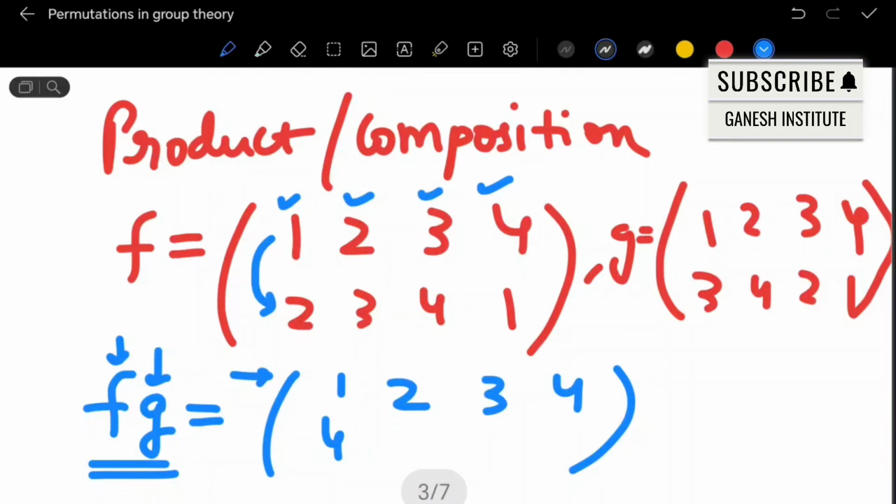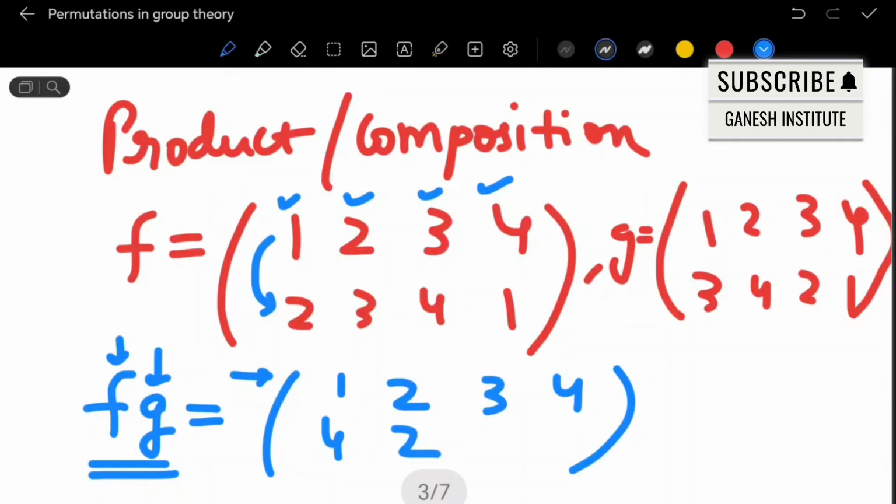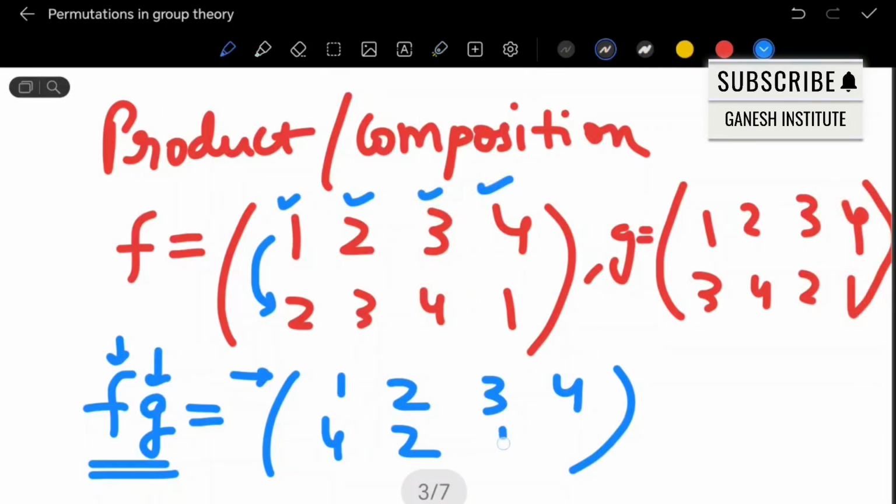Again, you have another element 2. 2 is mapped with 3, but 3 is mapped with 2. So 2 is mapped with 2. Correct? Then you have another one. 3 is mapped with 4 and then 4 is mapped with 1. So ultimately 3 by 1. Correct? So 3 has to be mapped with 1.